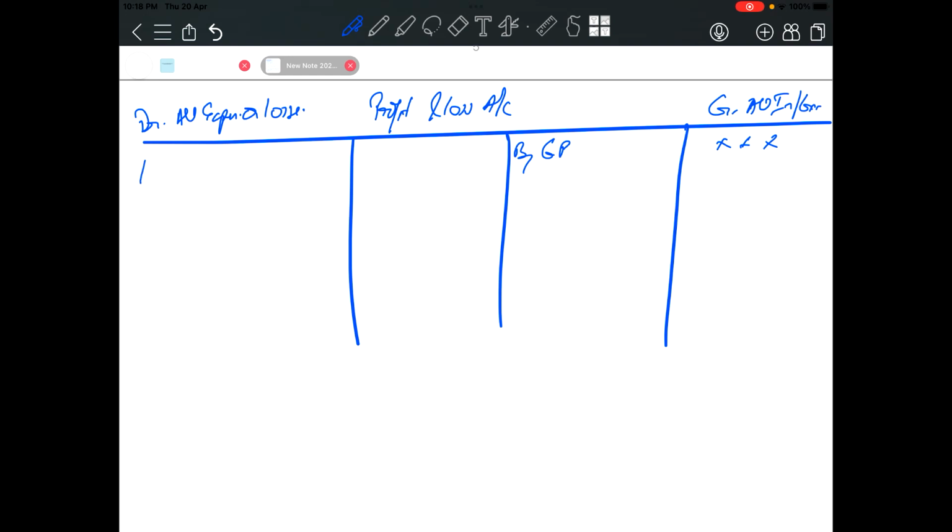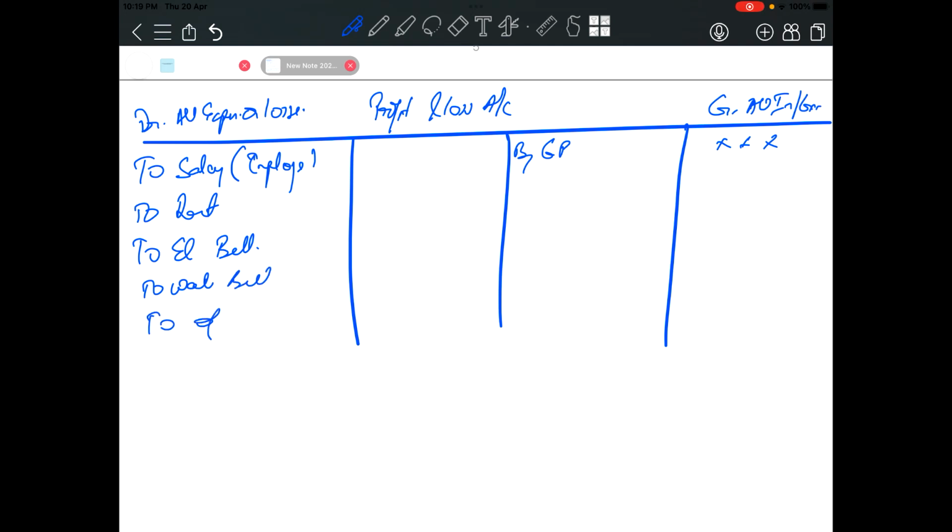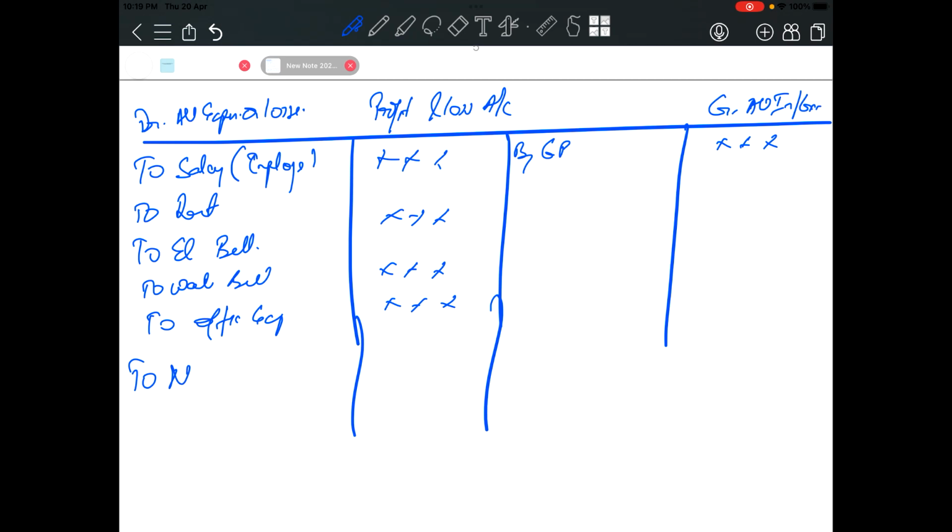Now you will have all the expenses here, right? To salaries, the salary will be to employees. Say, for example, you have paid rent, you have paid electricity bills, you have paid water bills, you have some office expenses. So after providing all these expenses, what will you get? The final amount you will get is to net profit.